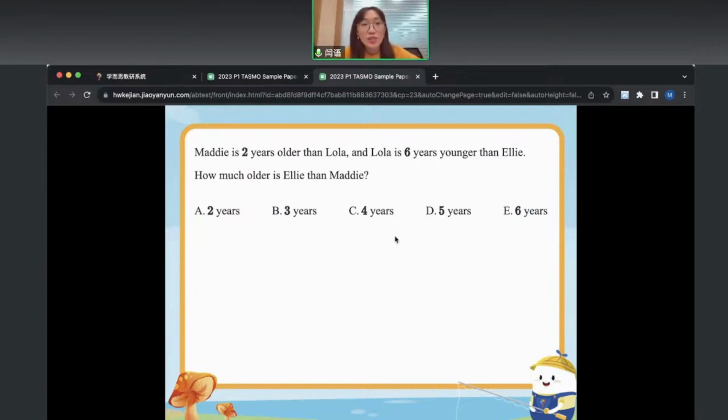Maddie is 2 years older than Lola, and Lola is 6 years younger than Ellie. How much older is Ellie than Maddie? So for this question, we try to compare who is older, who is younger. Okay, so think about it. What method can we use here?